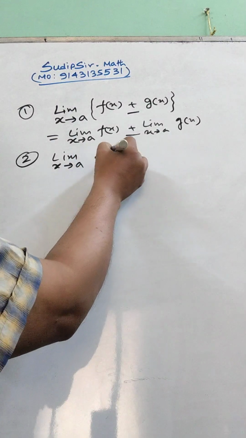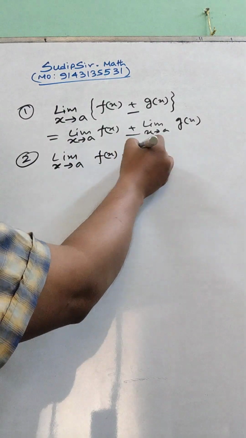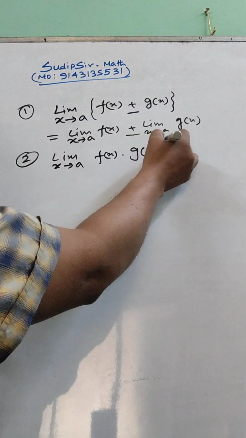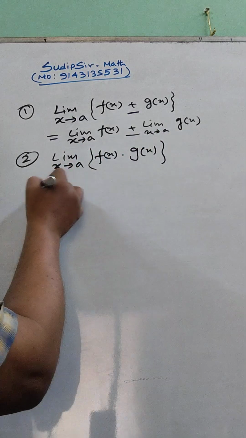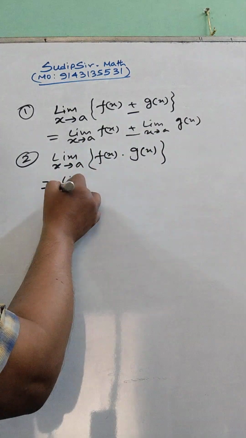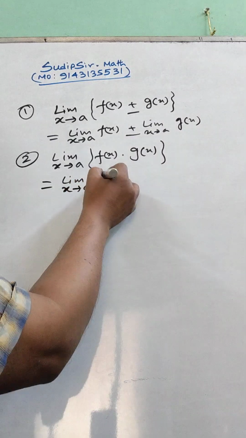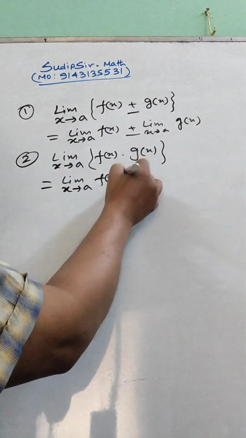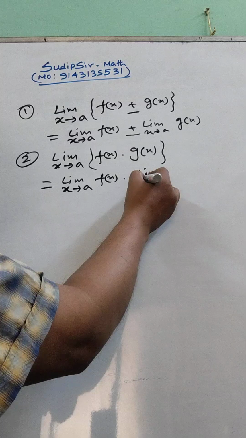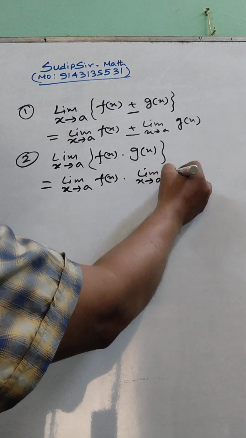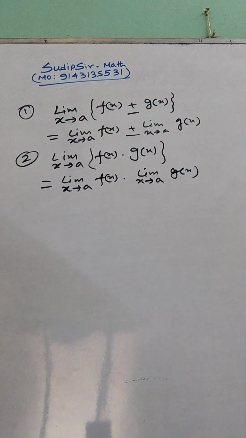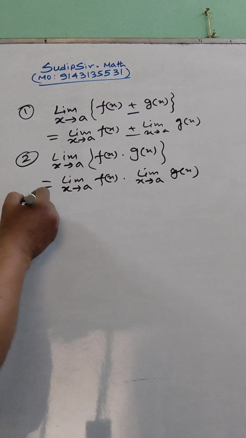Now if it is a product, f(x) into g(x), then also you can separate it: limit x tends to a of f(x) times limit x tends to a of g(x). You can separate it to get the value.